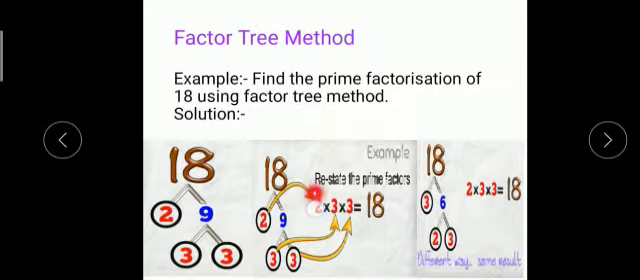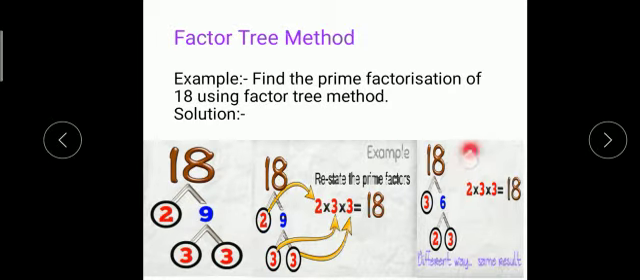Here we restate the prime factors. So here 2 is a prime factor, 3 is a prime factor and 3 is a prime factor. If you multiply these 3, the answer is the same number. It means we have done the question in the right way.